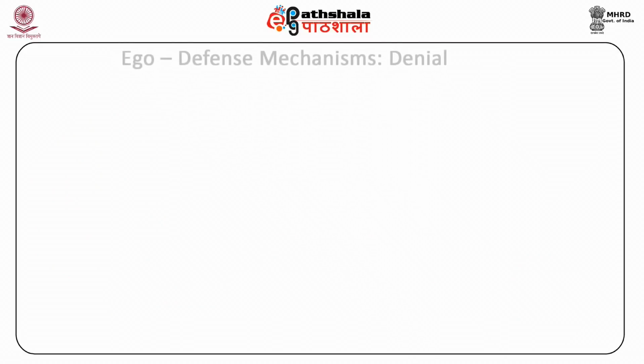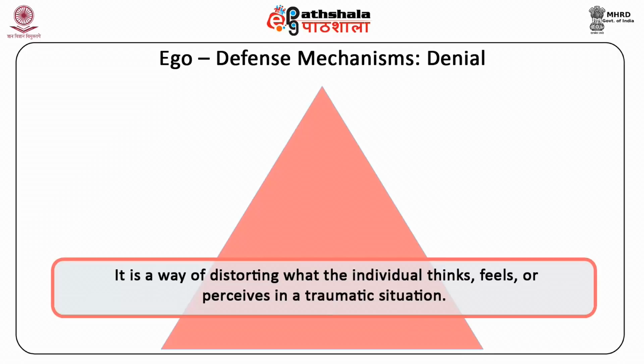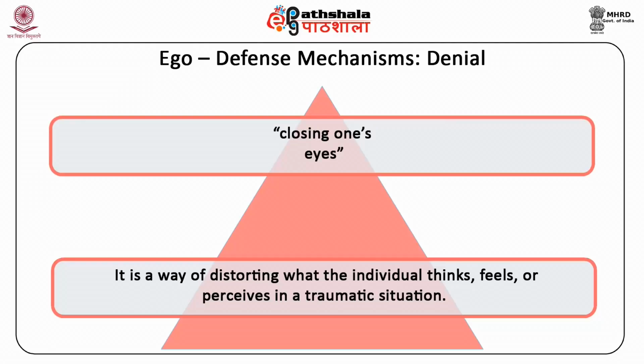Denial. Denial plays a defensive role similar to that of repression, yet it generally operates at preconscious and conscious levels. Denial of reality is perhaps the simplest of all self-defense mechanisms. It is a way of distorting what the individual thinks, feels, or perceives in a traumatic situation. It consists of defending against anxiety by closing one's eyes to the existence of threatening reality.